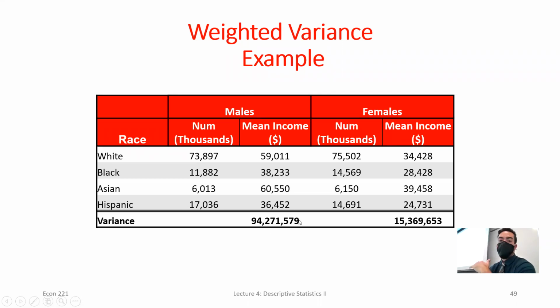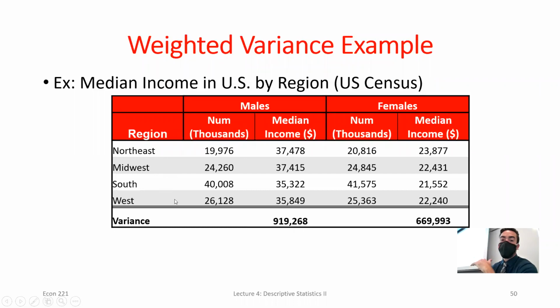I can even take it a step further. When I had it broken down by region, if I calculate those variances, these are a lot closer to each other. And now the variances aren't even as high as 1 million in either gender. So when the data is less varied, we should be getting these lower variance amounts.